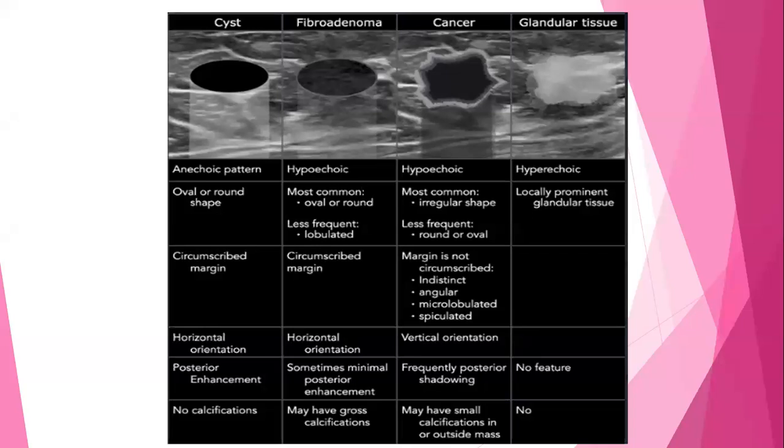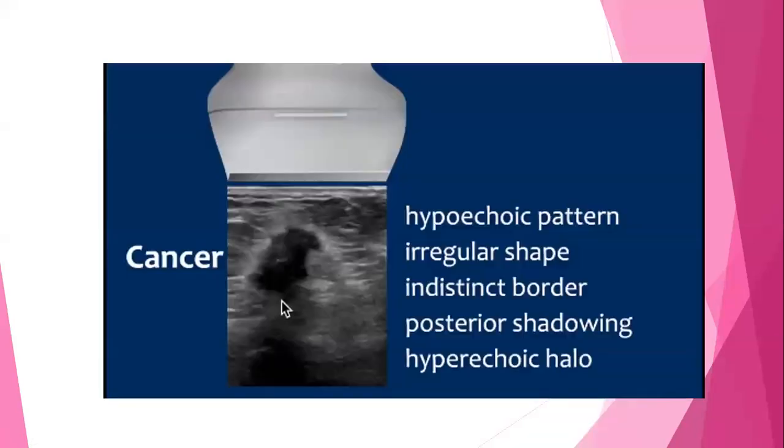So when you're moving towards masses, again, when looking at shapes, angular margins, these are masses you want to biopsy. In this diagram, it's a pictorial representation of the features that tell you about the probability of the mass being malignant or benign. So this is an example of an ultrasound image in a patient with breast cancer, and we can see the irregular mass with indistinct borders.